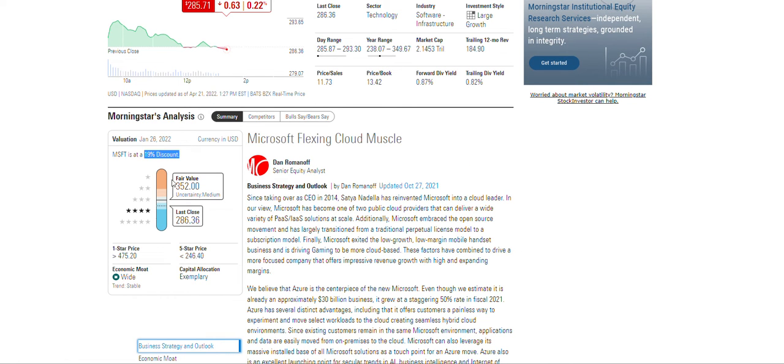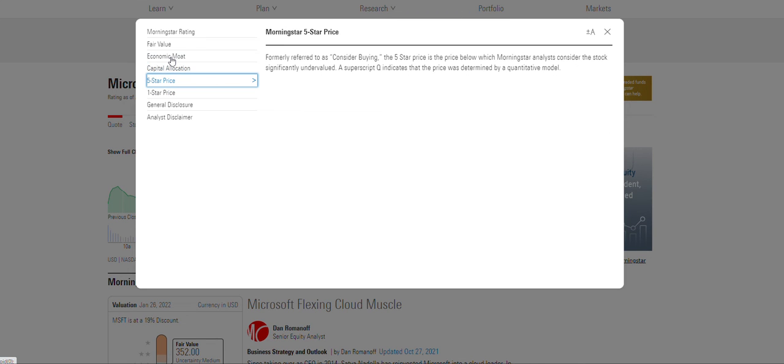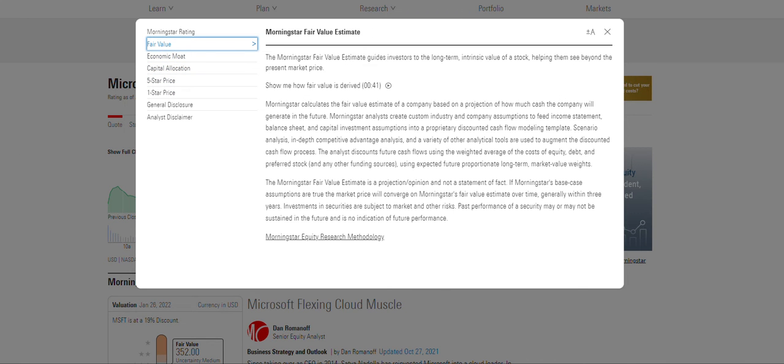So 19% discounted at the moment. It has a wide moat. It has the basic capital allocation exemplary. So I can click this. It can actually give you more information on what that means and how it works and all that stuff. The 5 stars, the economic moat and the fair values and all that.